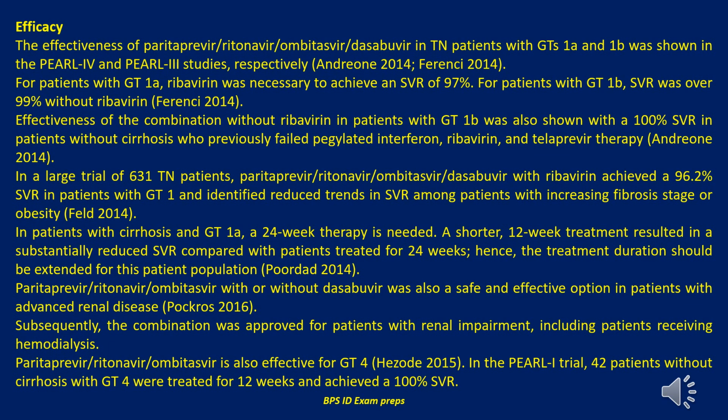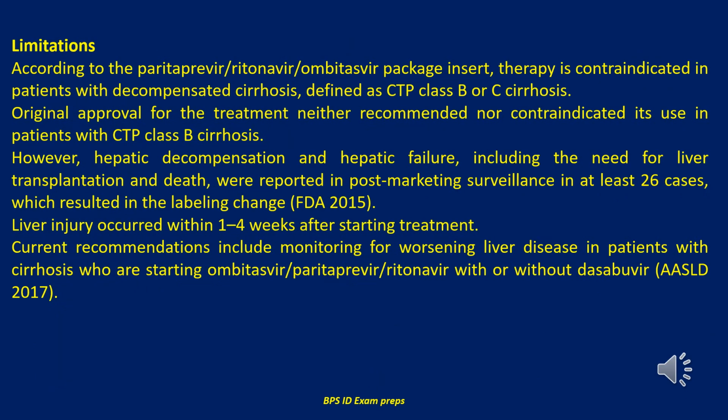Paritaprevir plus ritonavir plus ombitasvir with or without dasabuvir was also a safe and effective option in patients with advanced renal disease, according to Pockros 2016. Subsequently, the combination was approved for patients with renal impairment, including patients receiving hemodialysis. Paritaprevir plus ritonavir plus ombitasvir is also effective for genotype 4, Hezode 2015. In the PEARL-1 trial, 42 patients without cirrhosis with genotype 4 were treated for 12 weeks and achieved a 100% SVR. Next we will discuss treatment limitations.